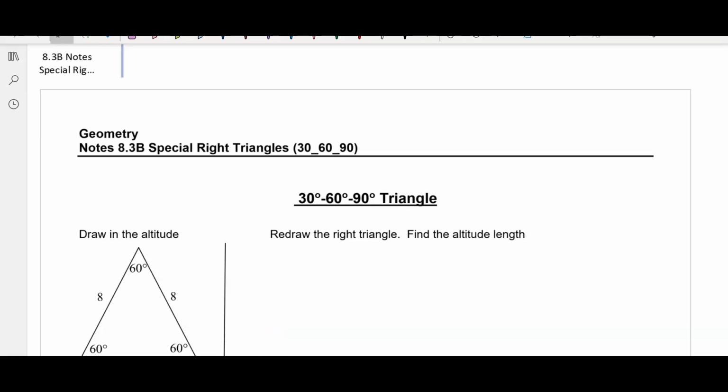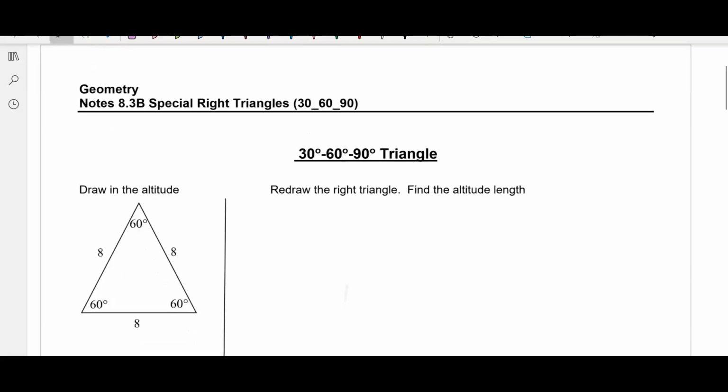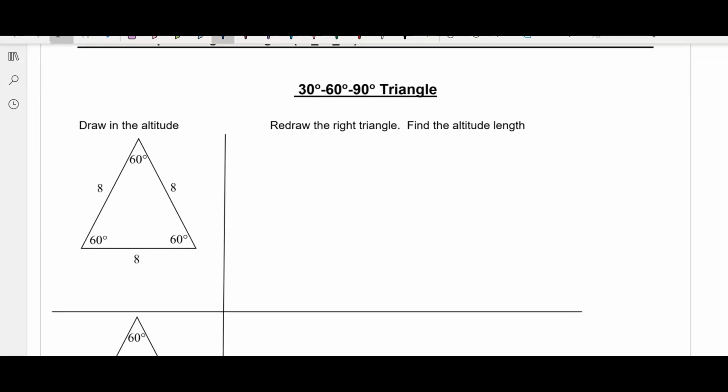All right, everyone. So in this lesson, we are going to talk about 30-60-90 triangles. Now, we're going to go in the same process as we did yesterday. So here in this triangle, I'm going to draw an altitude. Okay? So now we have a 90-degree or a right triangle here. So I'm going to redraw one of those triangles within there. So we're going to have this triangle.